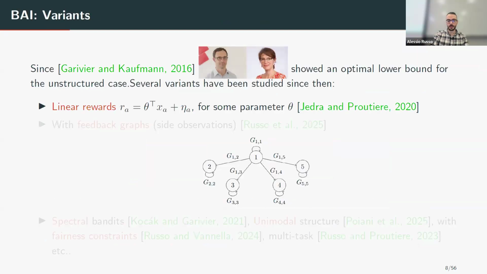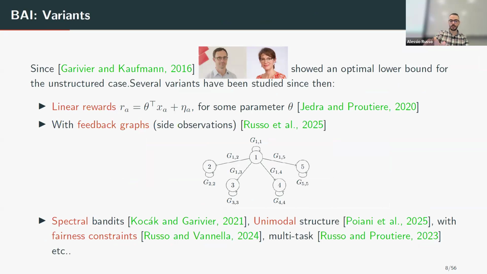Now, if you remember, we only did the tabular case, but there are also other cases to consider. There is the linear case where the rewards have a linear structure. There is the case with feedback graphs. So in the case with feedback graphs, whenever you select an arm, which corresponds to a vertex here, you will also observe the reward of the arms that are connected to this vertex. So this is the vertex of arm 2, this is the vertex of arm 3, and so on. When you select arm 1, you will also see the reward of arm 2, arm 3, 4, 5, and of arm 1.